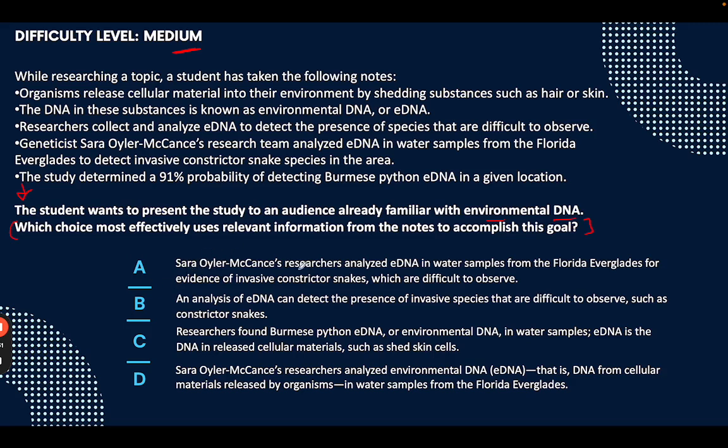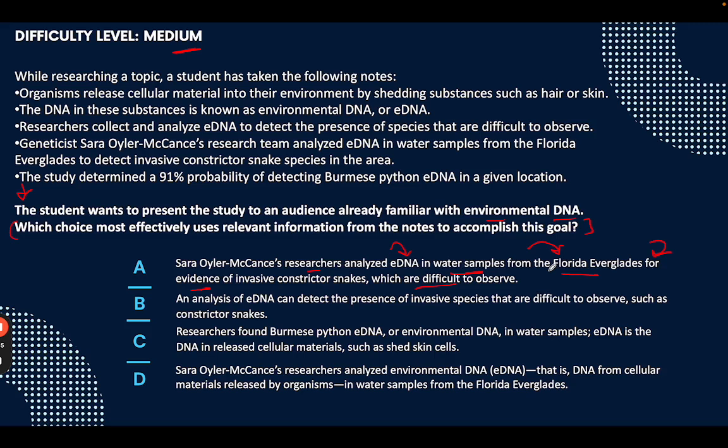A. Sarah's researchers analyzed eDNA in water samples. So these researchers are analyzing eDNA in samples from the Florida Everglades, for evidence of invasive constrictor snakes. Why are they doing so? Because they want to find some evidence of invasive constrictor snakes which are difficult to observe. So this option is not explaining, first of all, eDNA. Second of all, it's telling me what the study is about.